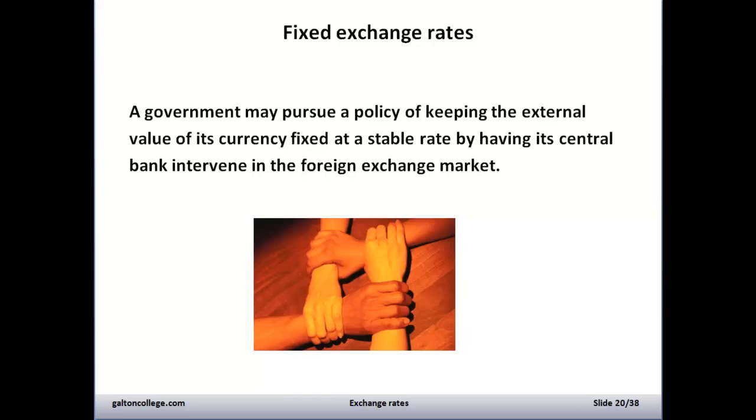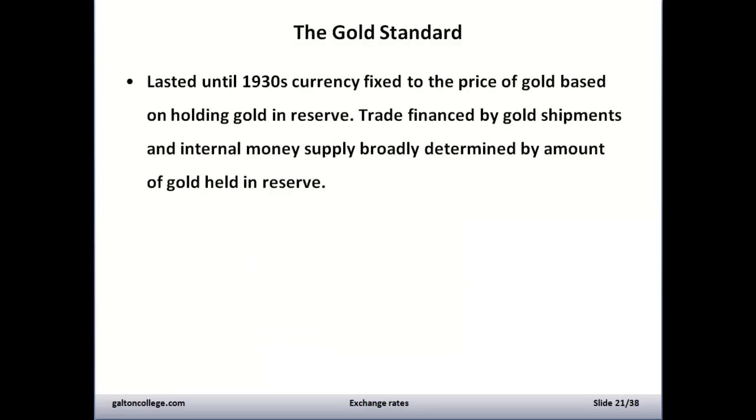One of the famous examples of a fixed exchange rate is the gold standard. It lasted up to about the 1930s, thereabouts. What this did was it fixed the price of gold to the currency in circulation. So let's say in the UK, sterling, the pound sterling, would be backed by gold, and the government could only issue notes and coins if it had the gold to back it.